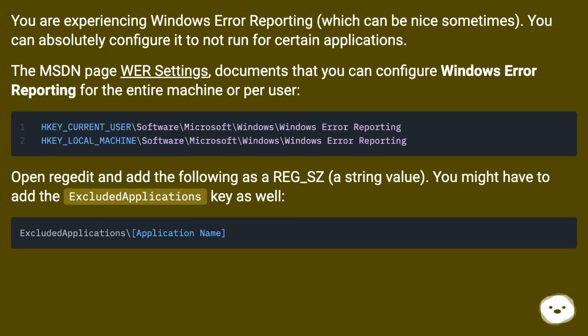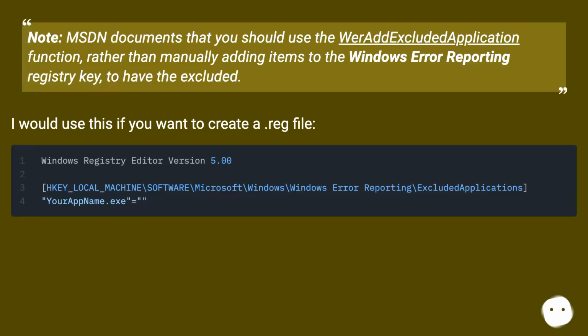Open regedit and add the following as a REG_SZ, a string value. You might have to add the ExcludedApplications key as well. Note, MSDN documents that you should use the WerAddExcludedApplication function, rather than manually adding items to the Windows Error Reporting registry key, to have the application excluded. I would use this if you want to create a .reg file.